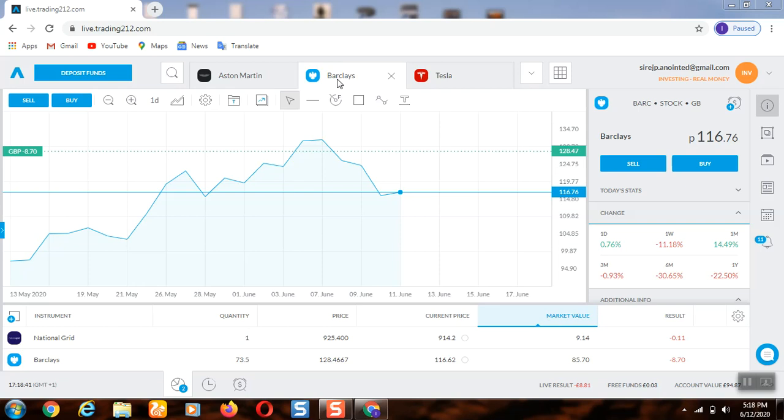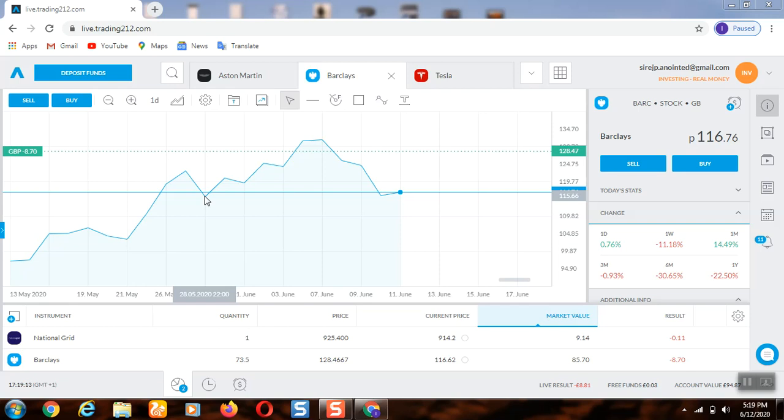Like Barclays, this Barclays now has a lot of fluctuations. So it is good for you to trade with a company that has fluctuations in their bonds and shares. You can know that by looking at the curves. You see how this curve is going up and going down. So at these points where the curve is down, for instance, that's where you make your purchase.